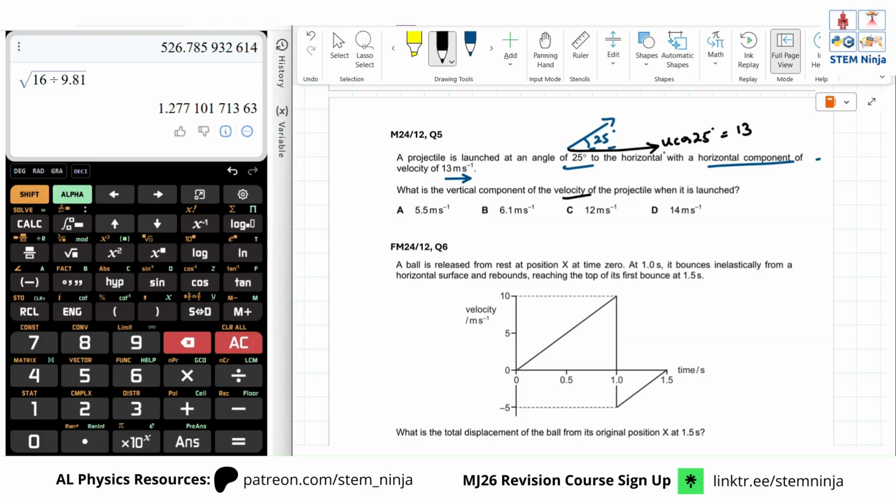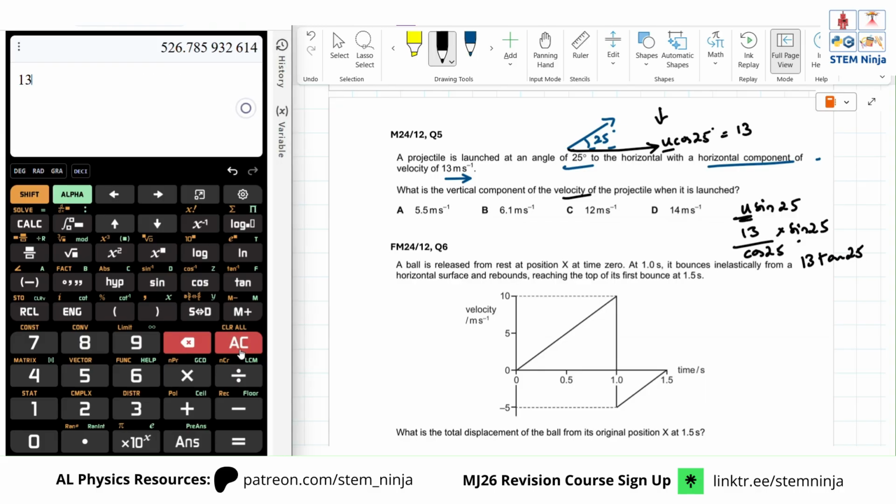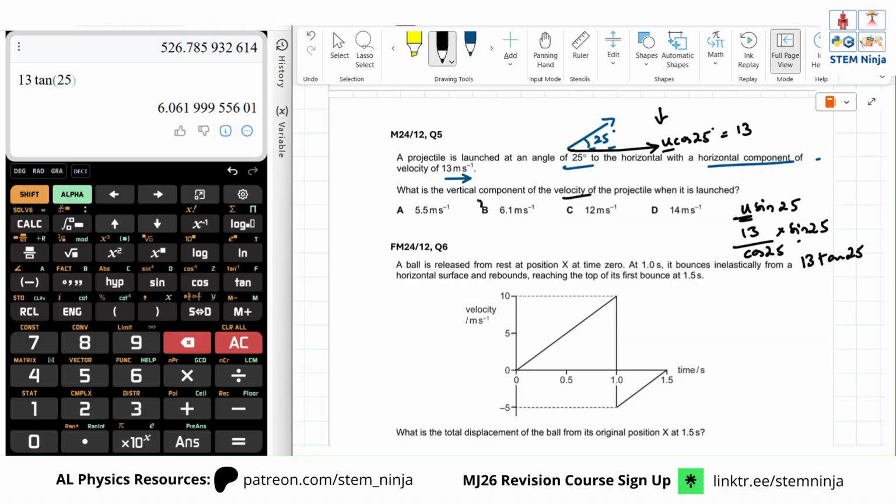So when we find out u, we can find out the u sine 25 also. So u sine 25 is what we need to find out. We can just rearrange from this: 13 over cos 25 times sine 25. And notice sine over cos becomes tan. So this would become 13 tan 25. So 13 tan 25 is 6.06. So this would be B.